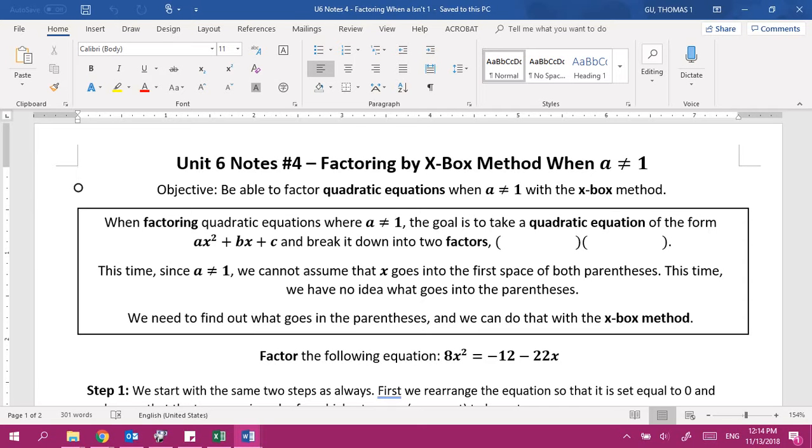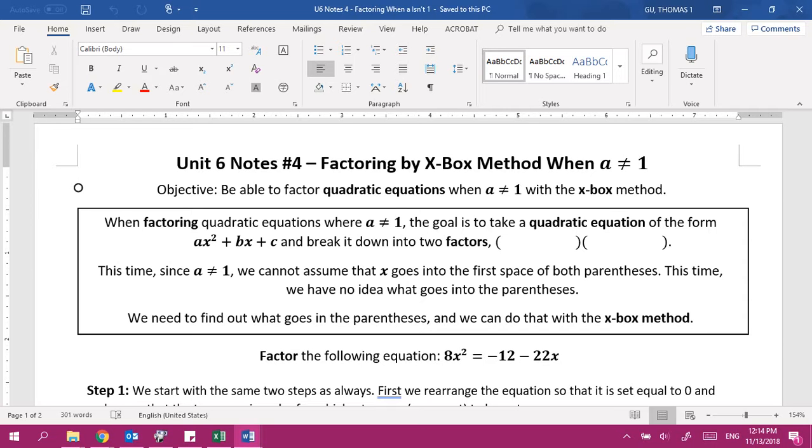These are the notes for the last notes we're going to do. It says factoring by X box method when A is not 1, but honestly, if you do this the right way every time, this always works. This will always give you your factored form, okay? So yesterday we factored when A was 1, right? Today we're going to be dealing with when A is not 1.